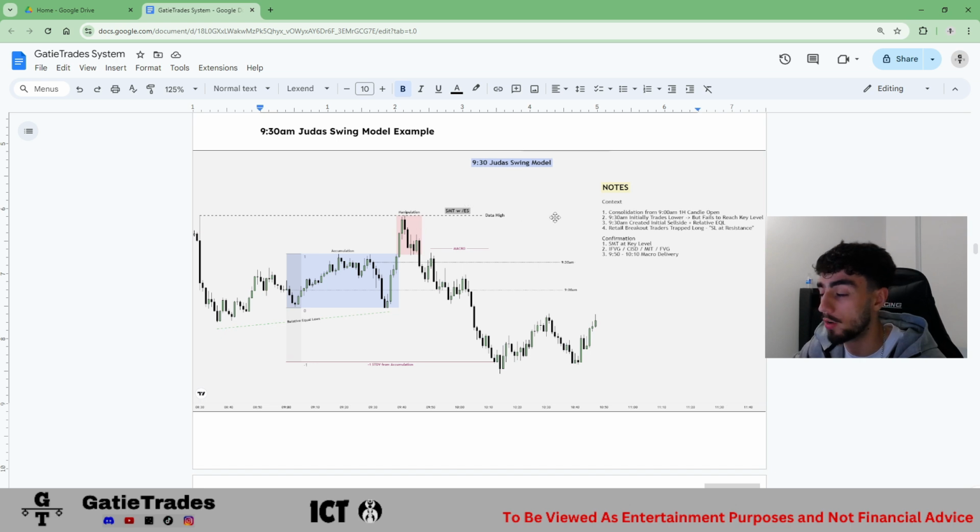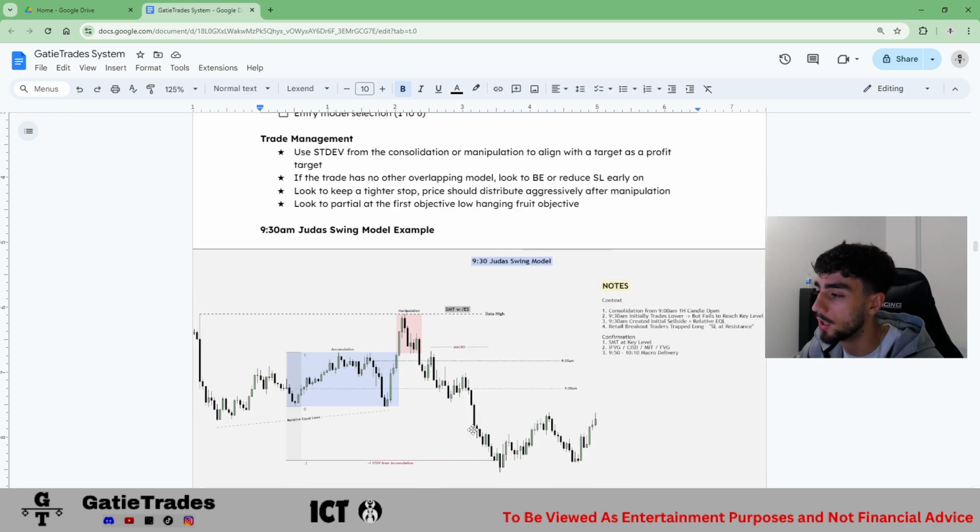There's an SMT there. I don't need an SMT. There just happens to be. So I've identified everything. Do we have an inversion fair value gap? Yes, we do. Do we have a bearish fair value gap? Yes, we do. So both of these steps were checked off.